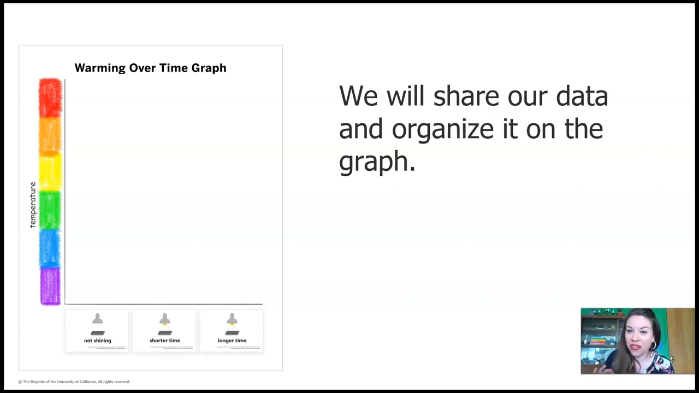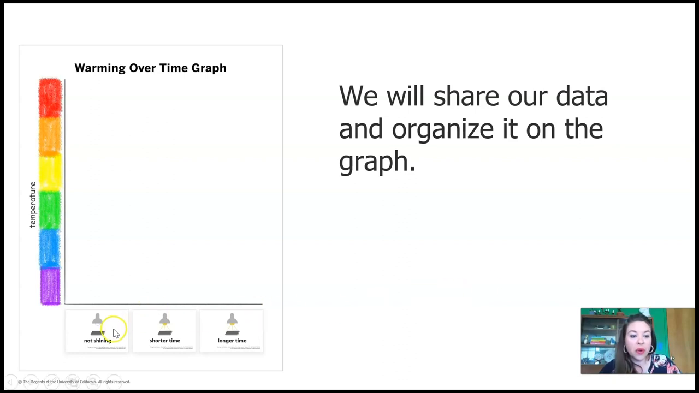Today we're going to be sharing our data from the model and organizing it onto a graph. We've used graphs before, right? Yeah. I hope you remember how to use a graph. If you don't remember, that's okay. We're going to go through it right now. This type of graph is called a bar graph. So we're going to be making bars that go up to the same level as whatever temperature color we want to show.